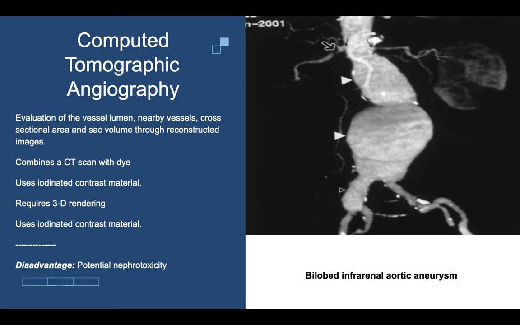So here the picture on the right, again, it's a CTA, a computed tomographic angiography, and it's showing a bilobed infrarenal aortic aneurysm. Now remember, infrarenal, it's below the kidneys, and you see those two big lobes within the white arrows. What's good about the CTA is, again, it shows nearby vessels. So within this black arrow here, it's actually showing the renal artery, and there's actually stenosis going on there. So the narrowing of that artery. So CTAs are great for knowing how big that lumen is, nearby vessels, and also the sac volume.